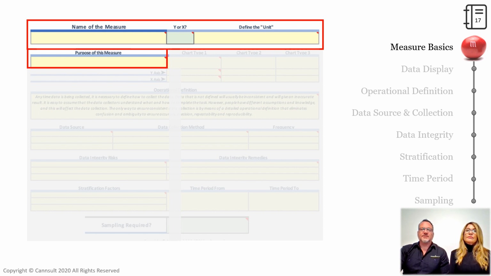The next cell is just a simple question of whether this is a Y or an output measure, or an X, a causal measure. Next is the unit of measure. If we are studying a vineyard, depending on our question, our unit might be the entire vine, the trunk, a leaf, or a cluster of grapes.